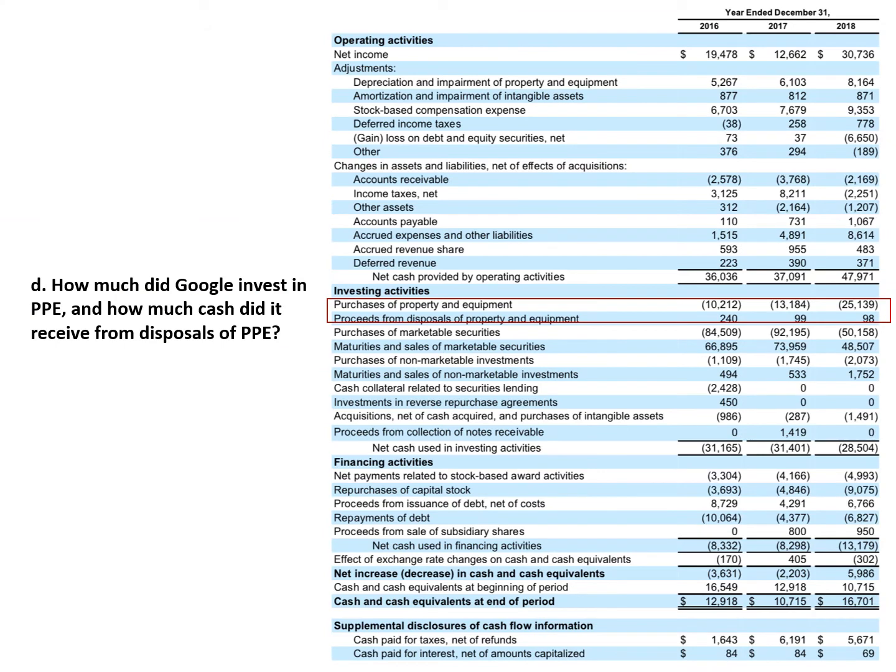How much did Google invest in property, plant, and equipment? Well, we go to the investing section to find that, where we can find the purchases of property, plant, and equipment and the proceeds from the disposal of property, plant, and equipment. And this is 2016 through 2018.